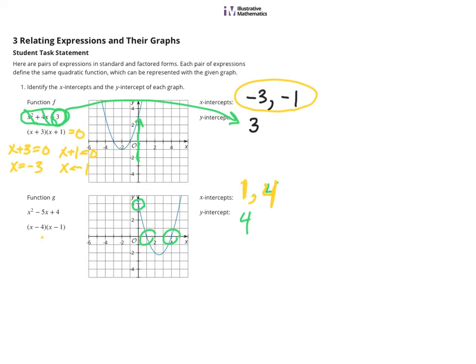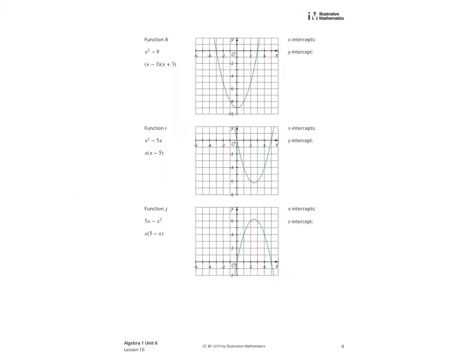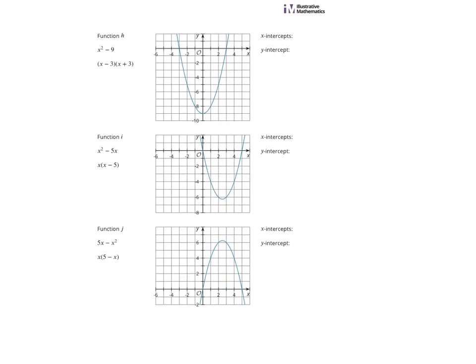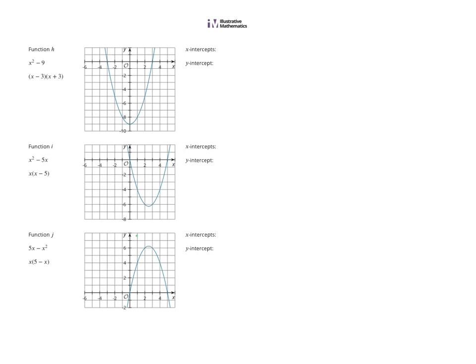If I look at the factored form, x minus 4 equals 0, or x minus 1 equals 0. So x equals 4 or x equals 1, which is what we get here. And then my constant on my standard form shows me the y-intercept. Oh, there's more. Okay, we're not going to go through each step like we did in the last one.